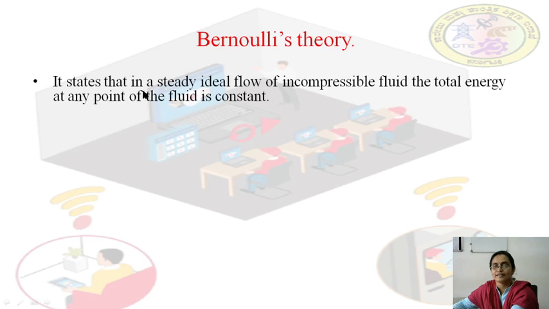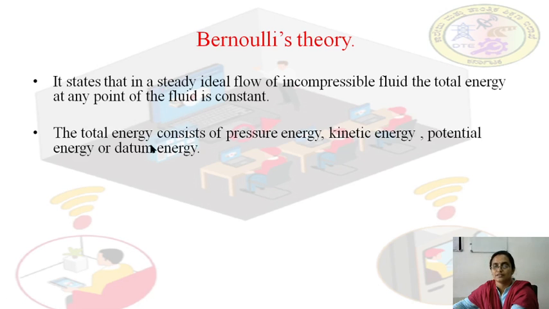It states that in a steady ideal flow of incompressible fluid, the total energy at any point of the fluid is constant. The total energy consists of pressure energy, kinetic energy, potential energy, or datum energy. So, total energy of ideal flow liquid will be a constant, and it is a sum of pressure energy, kinetic energy, potential energy, or datum energy.